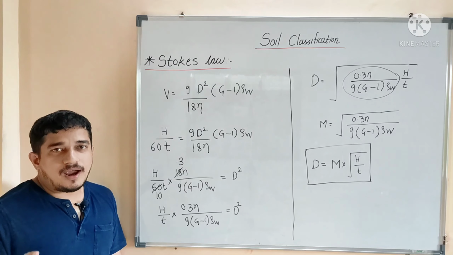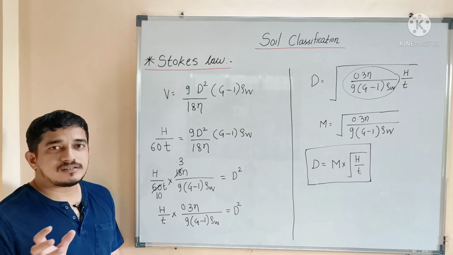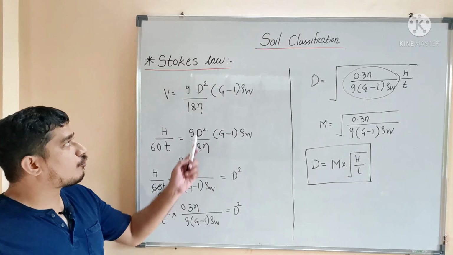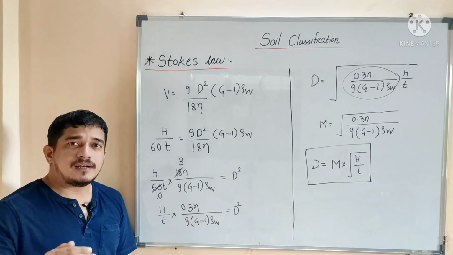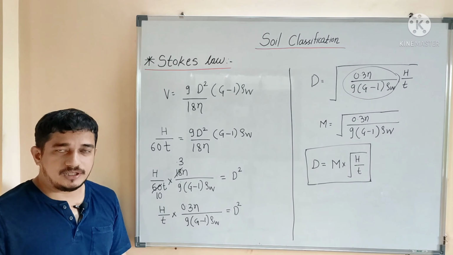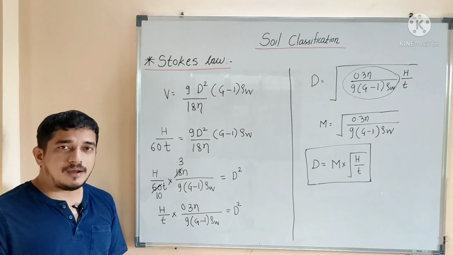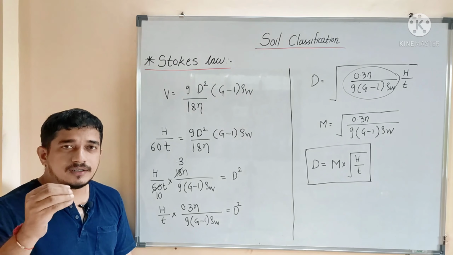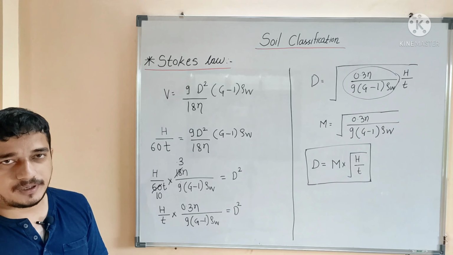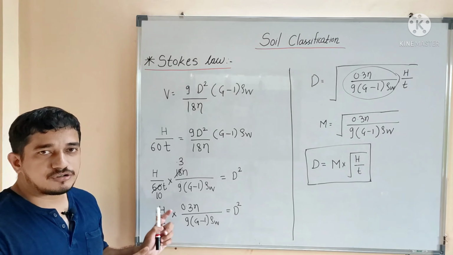So the Stokes law has given us an equation that states that the velocity of a settling particle is directly proportional to its diameter. When the particle is having more diameter, it will be having more settling velocity. If the particle is having lesser diameter as compared to another particle, then it will be having lesser velocity as compared to that particle. So that's all about this Stokes law.